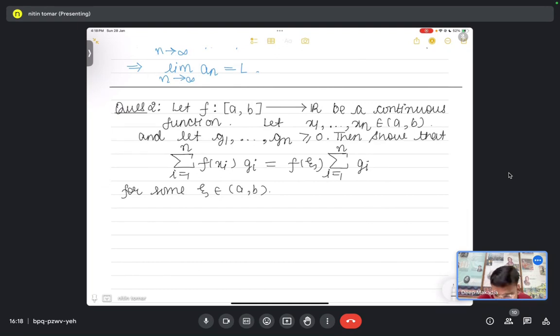So this, what do you think? Which theorem gives you some conclusion like this? You know, there exists some xi such that a certain equality holds. What do you think? Yeah, Rolle's, but Rolle's involves a derivative, right? Here you have no differentiability.